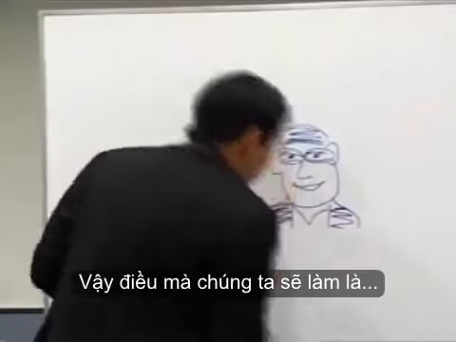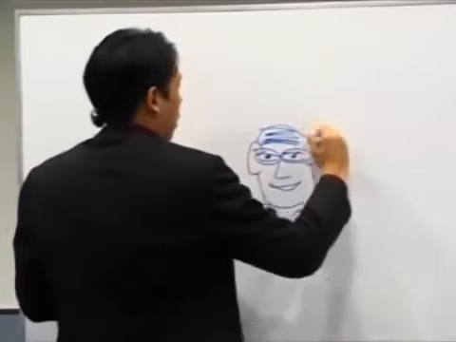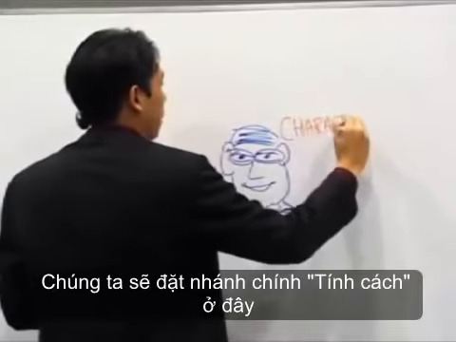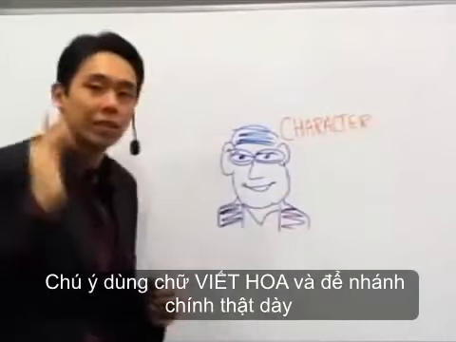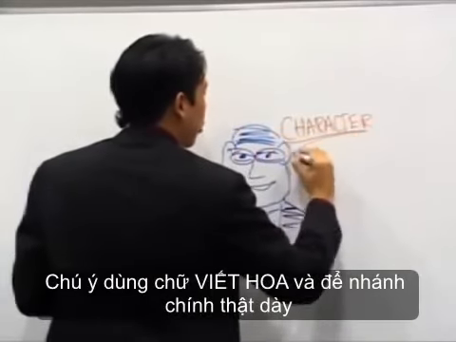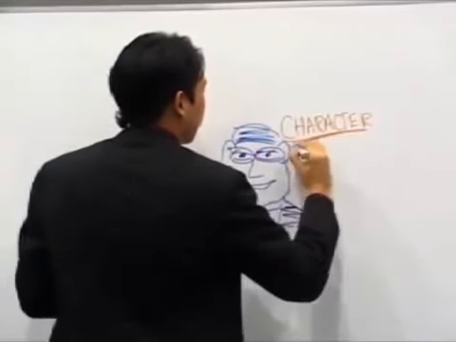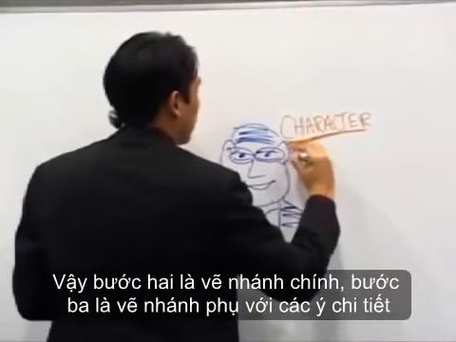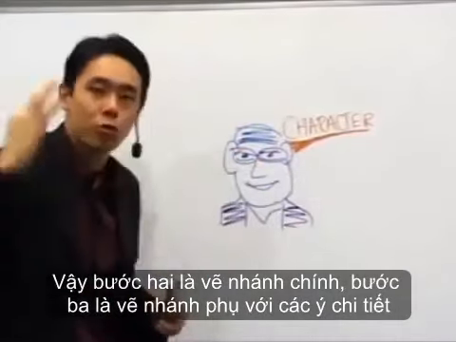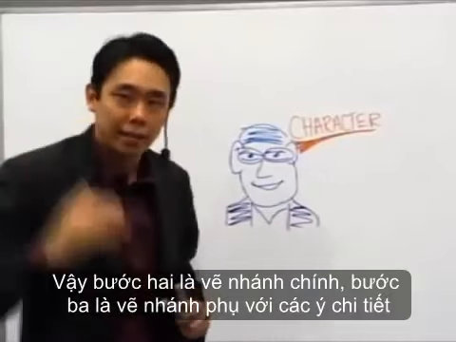So what we do is, we add the first subheading, character, here. And recall, your subheading has got to be in capital letters, and it's going to be resting on a thick branch. So again, step number 2 is we add the subheading. Now once we add a subheading, step number 3 is we add the main points and the details.